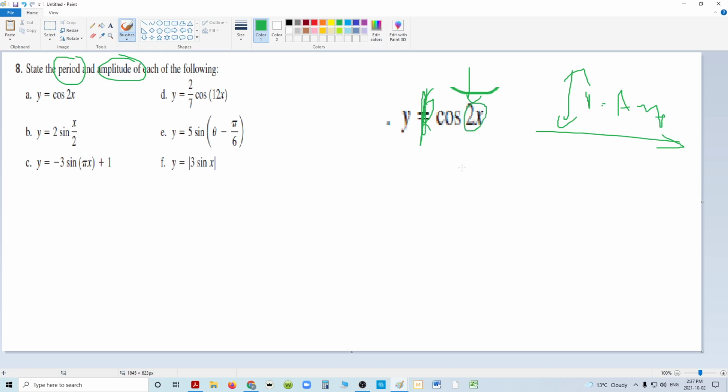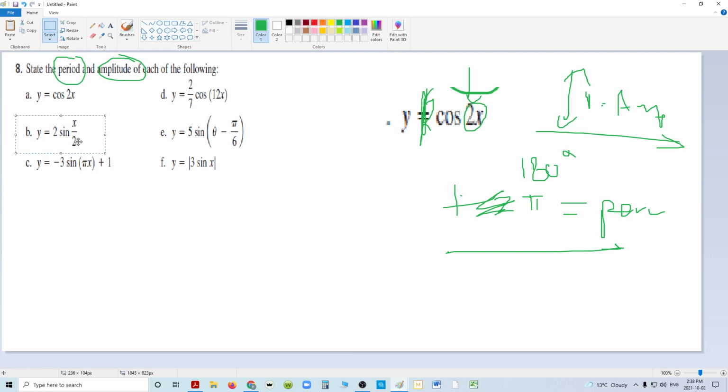This affects period. The normal period for any cosine or sine is 360 degrees, or 2 pi. That 2 doesn't mean I'm twice the period for x values. It means I'm half the period, which means my period is half of 2 pi, which is 1 pi, which could also be expressed as 180 degrees.